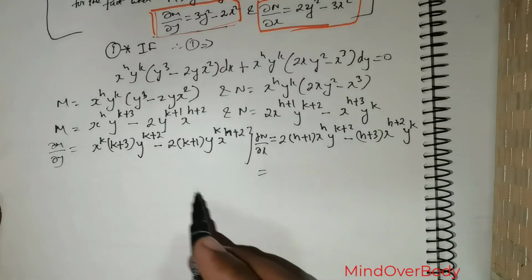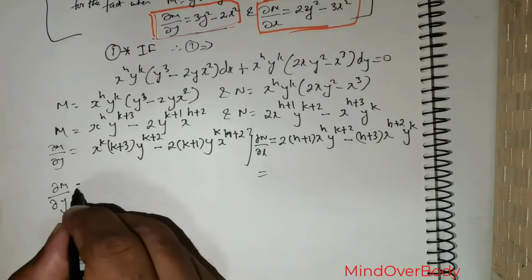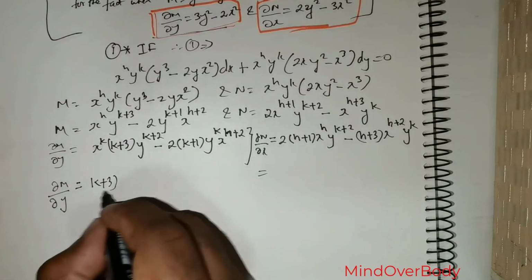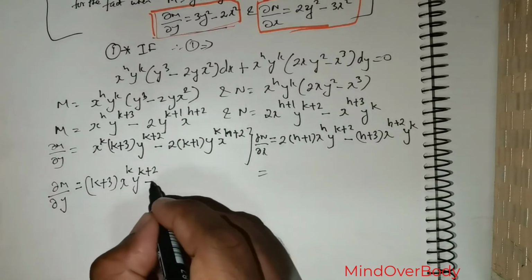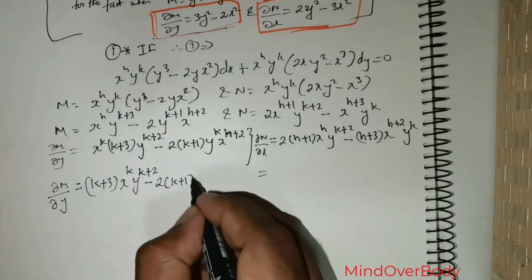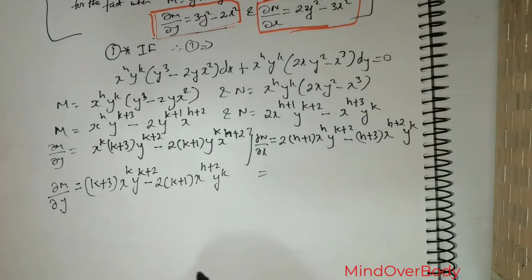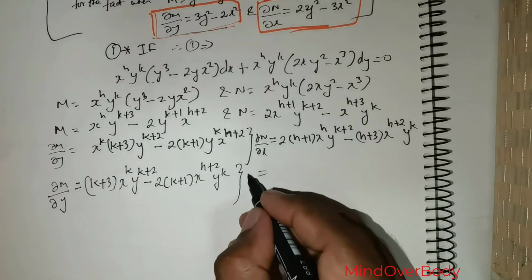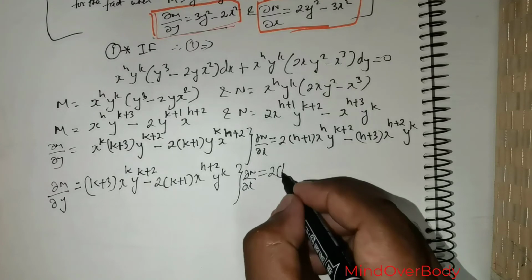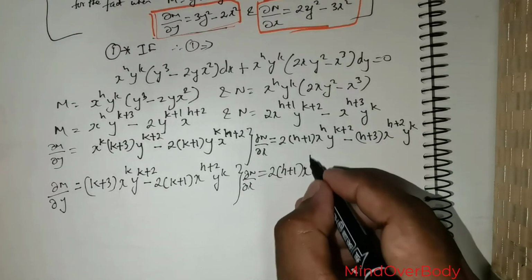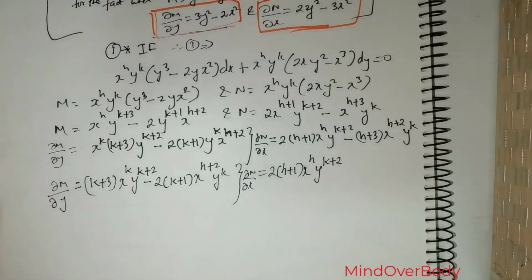Now clearly, for M, just for the sake of comparison, I'm going to rewrite this as (k+3) x^k y^(k+2) − 2(k+1) x^(h+2) y^k. And for ∂N/∂x, I'm going to do the same thing. So 2(h+1) x^h y^(k+2).